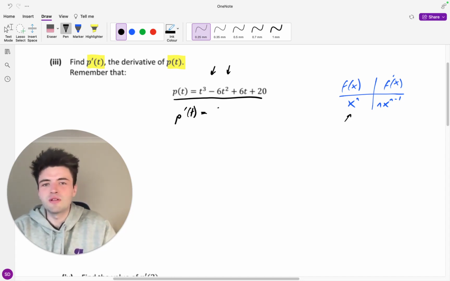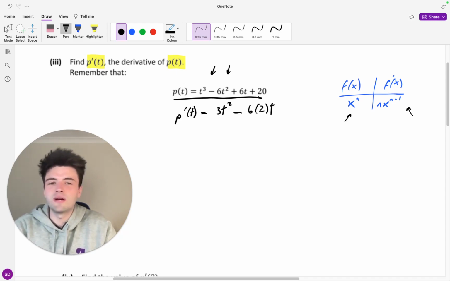So for our first term, that's going to look like taking down our 3 from our t cubed. And then as you can see here, the power that's remaining just gets 1 subtracted from it. So it's going to be 3t squared minus 6. So we leave the 6 down in front, take down our 2, and then leave our t the same, and the square goes down to the power of 1, so just t.